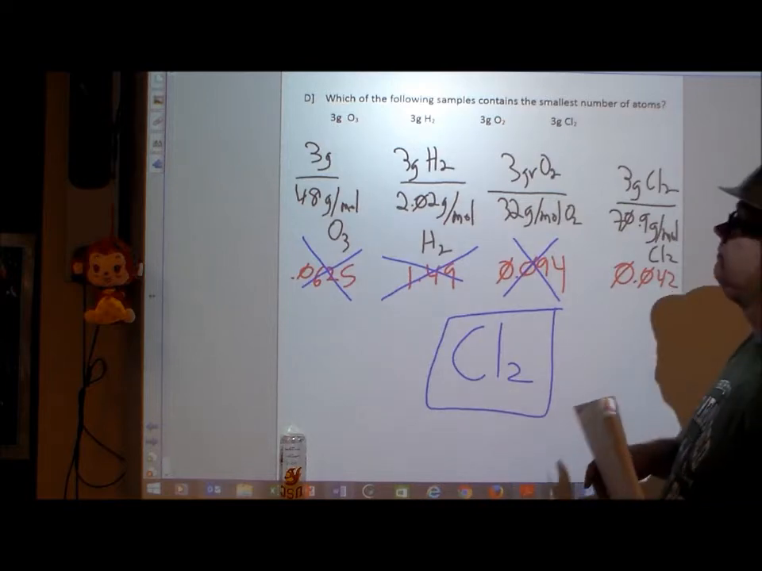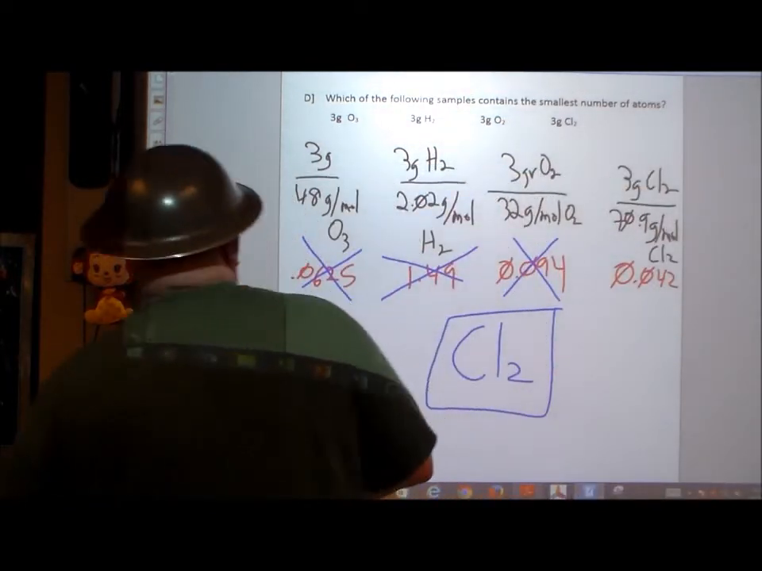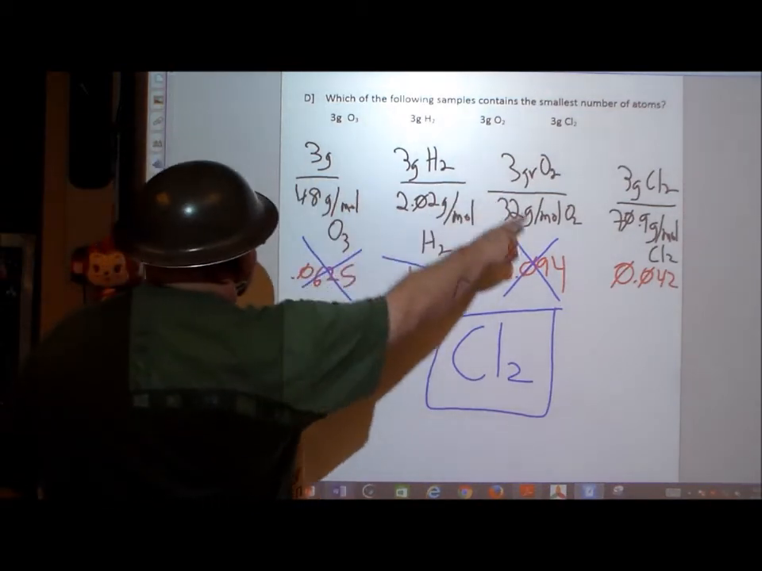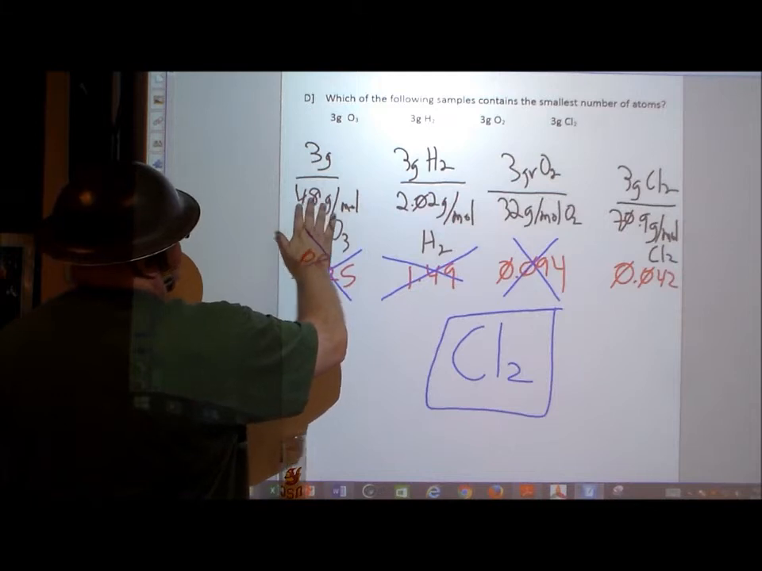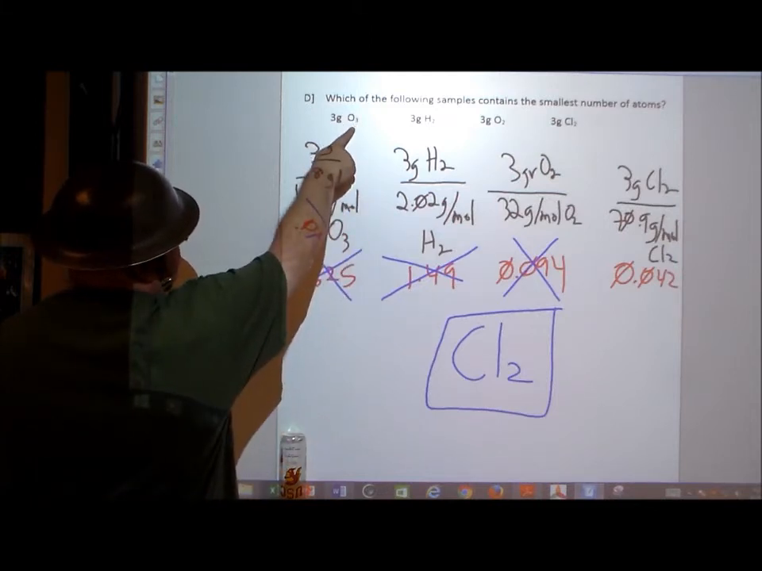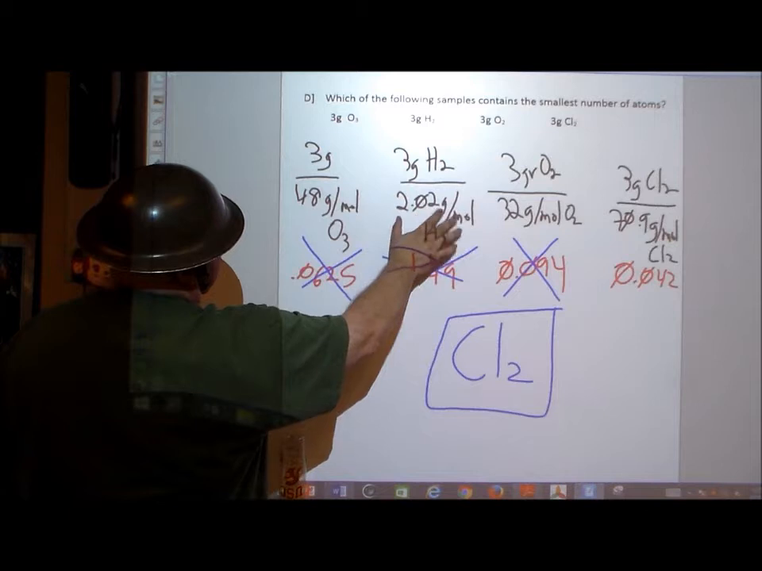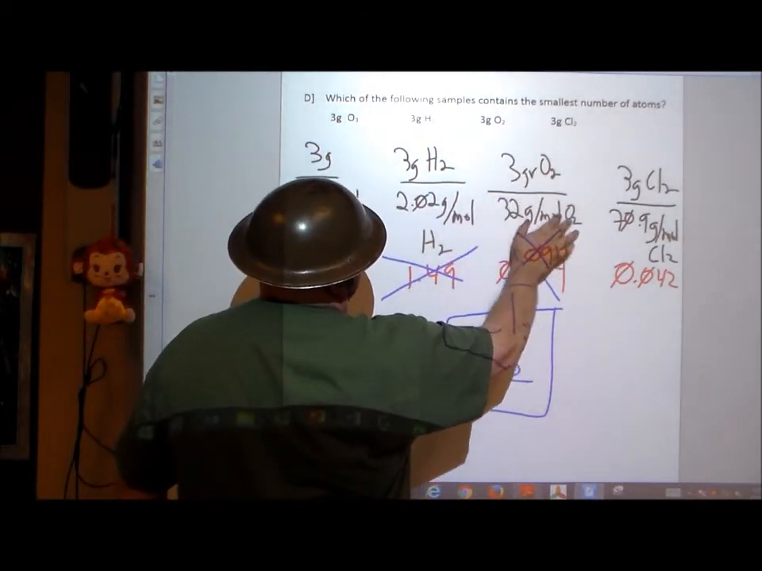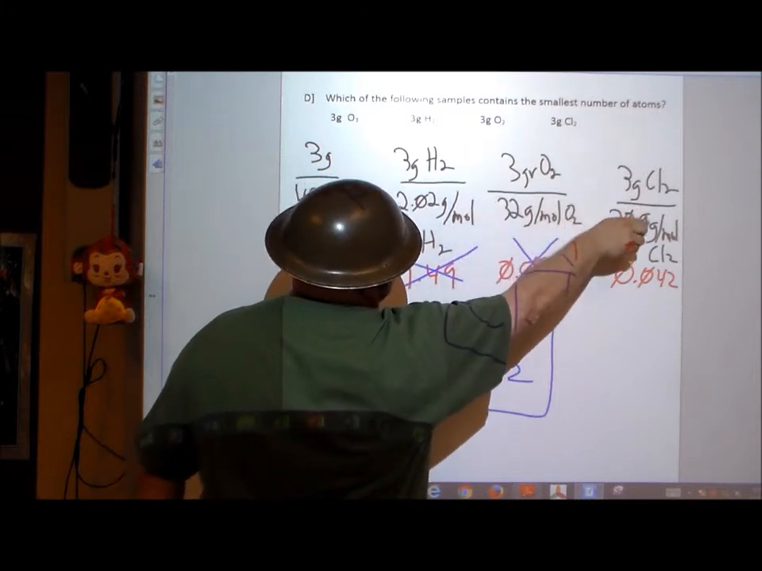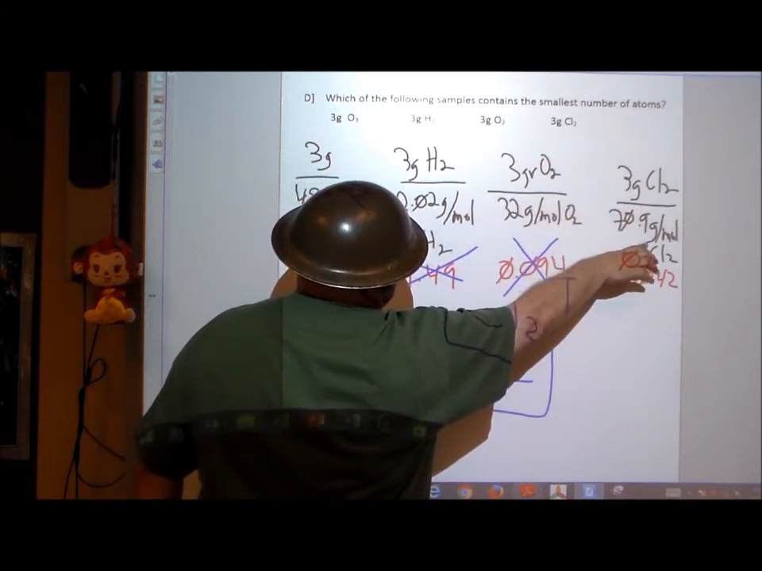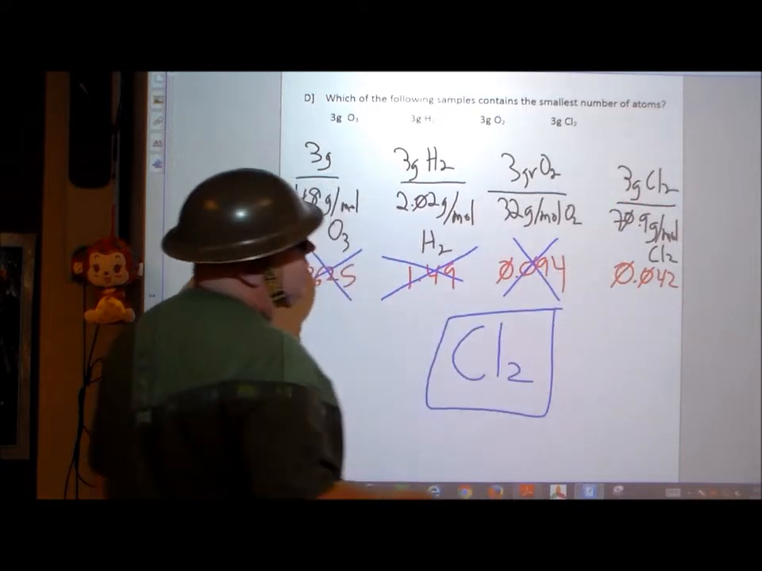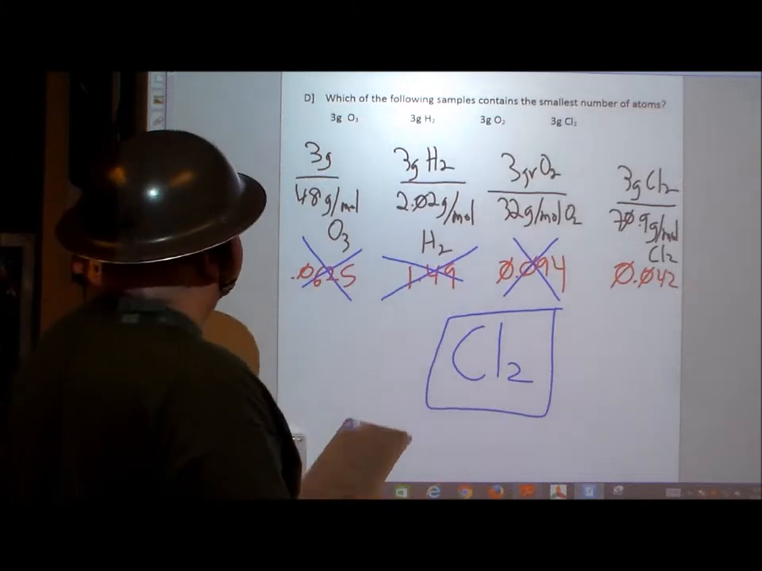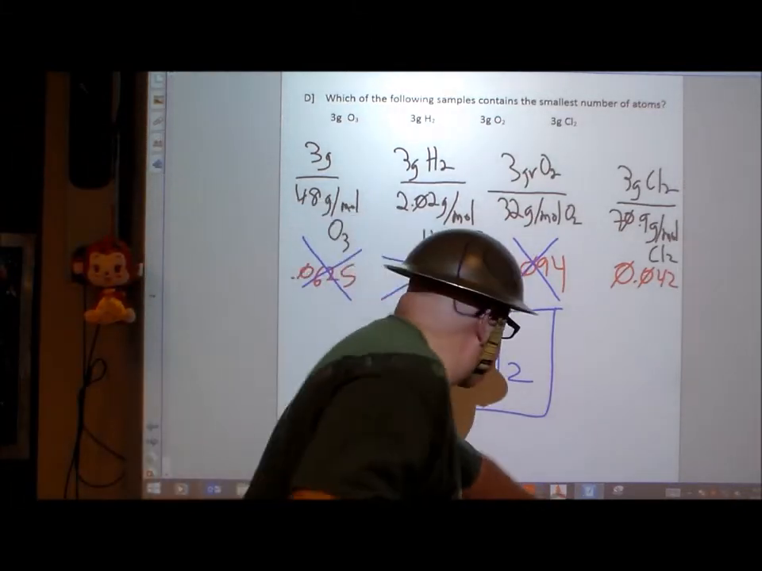That's it. Okay? Pretty straightforward on this one. It's not always that easily straightforward, but you guys get the idea here. 3 grams over 48 grams per mole, because I got 3 oxygens; 3 grams over 2.02 grams per mole, because I got 2 hydrogens; 3 grams over 32 grams per mole of O2, because I got 2 oxygens; 3 grams divided by 70.9 grams per mole of Cl2, because I got 2 Cls. Each Cl is 35.45. Okay? So with that, let us move on to the next one.